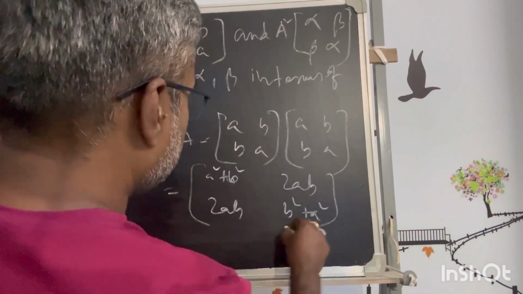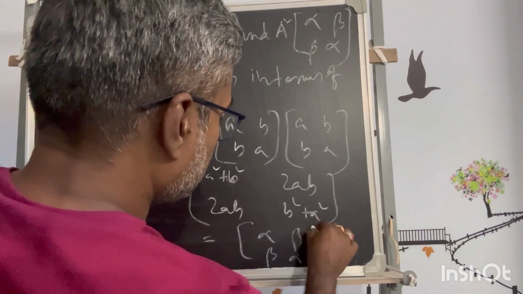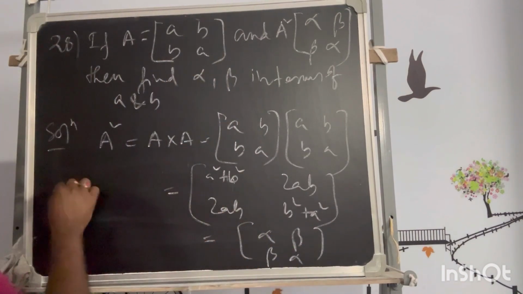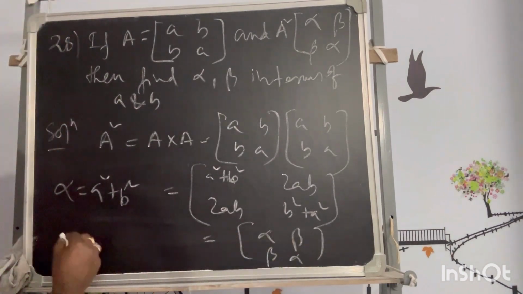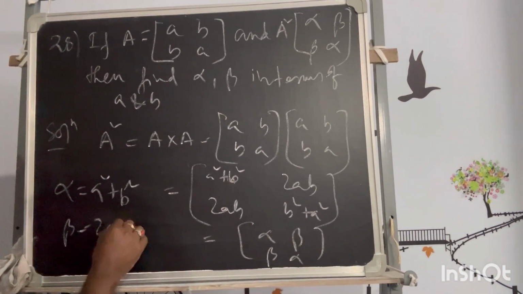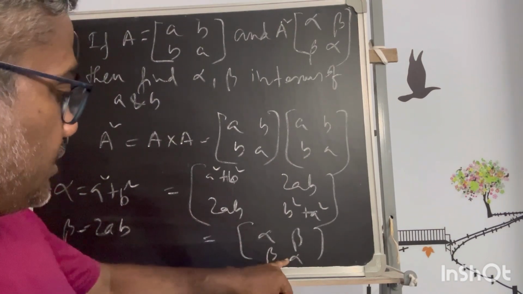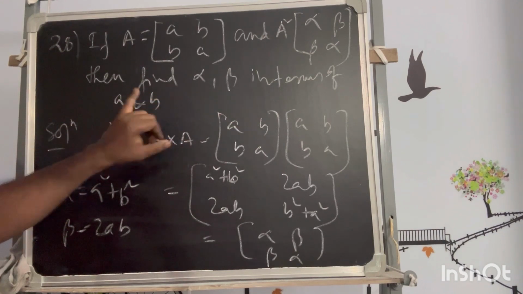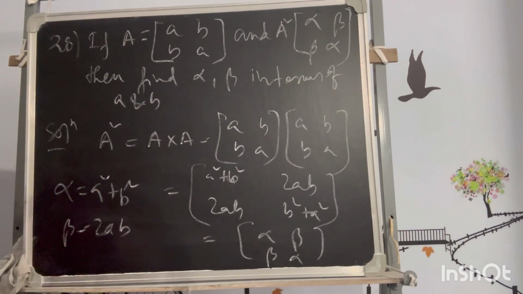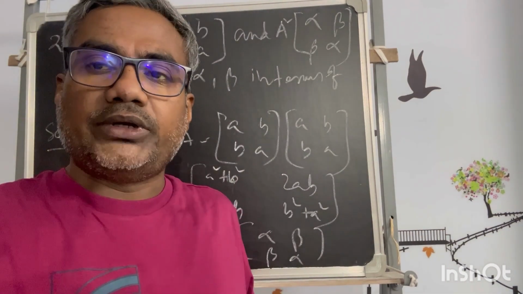Okay. So this is equal to alpha, beta, beta, alpha. If we equalize, alpha is equal to A square plus B square, and beta is equal to 2AB. Anything you equalize, here also if you equalize, this will give you the same. So alpha and beta in terms of A and B you can find. Okay. So here I will end this session. In the next session I will move from problem number 29. Thank you for now.